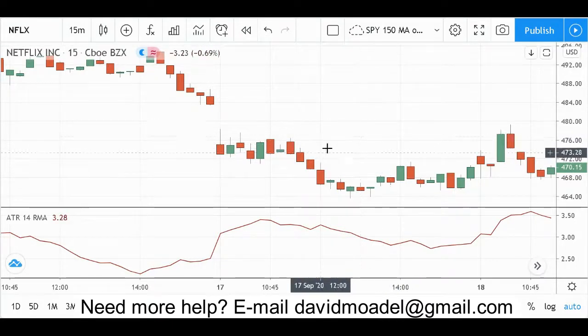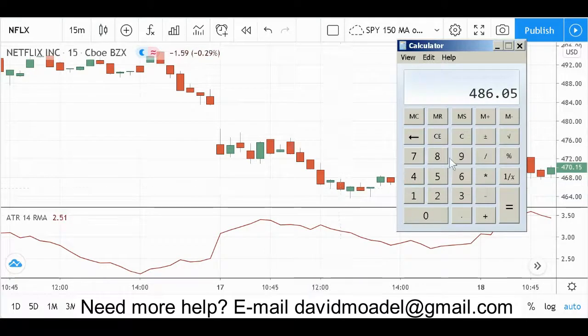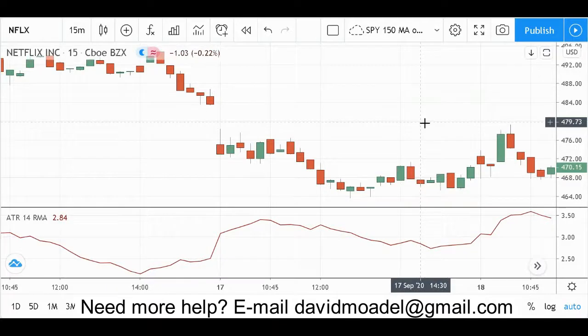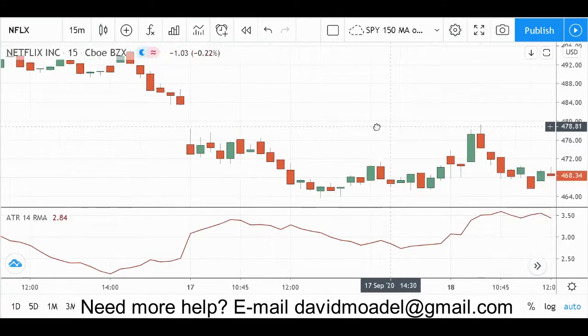And if you use stop losses, always respect your stop losses. Have an exit strategy. Okay, so the next day, if it went above the closing price plus the average true range, add them together, and if it goes above that number, 486.05, then I could get in with a long position. Did it happen the next day?